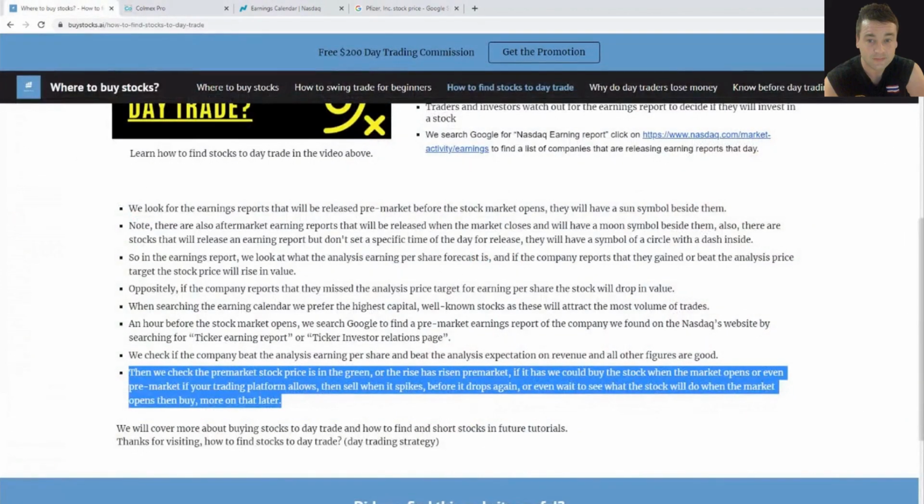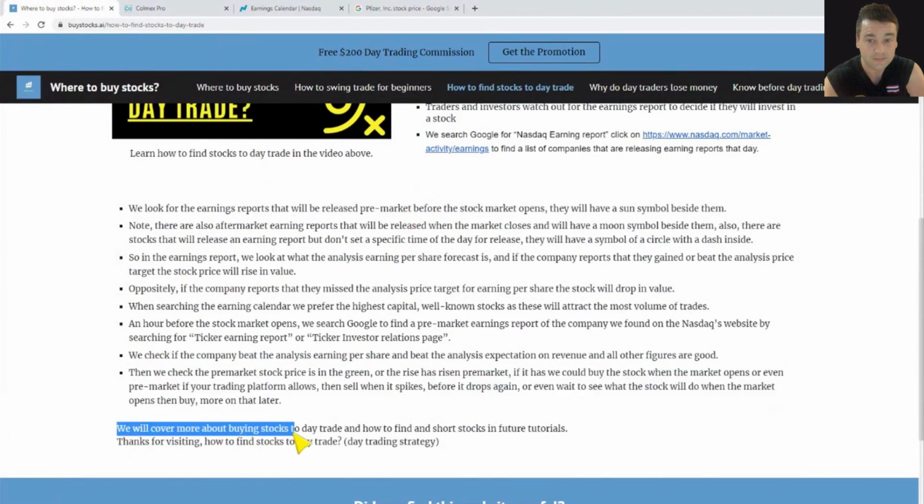Okay, and I'm going to add in the live trading to the end of this video. And remember, we will cover more about buying stocks to day trade, and how to find stocks and short stocks, in future tutorials. So this is the video on how to find stocks for a day trading strategy, and I'll come back when the market opens and I'll see you then.